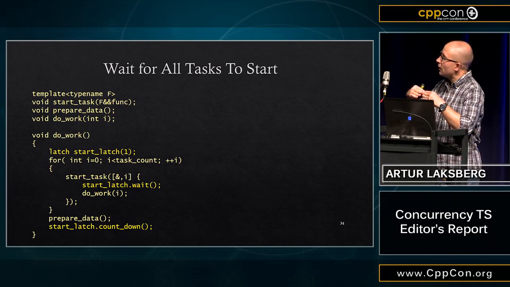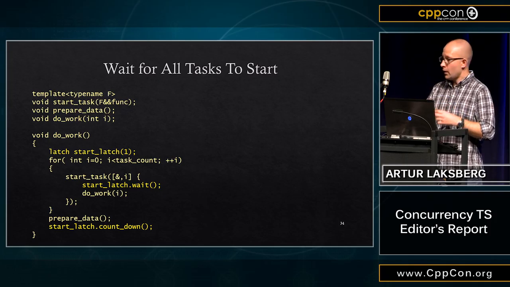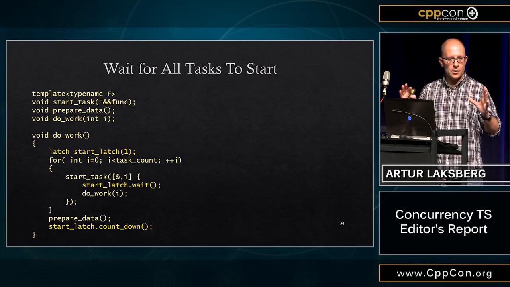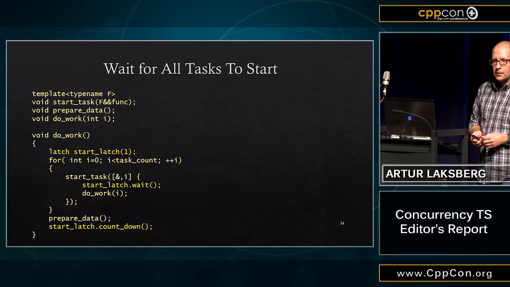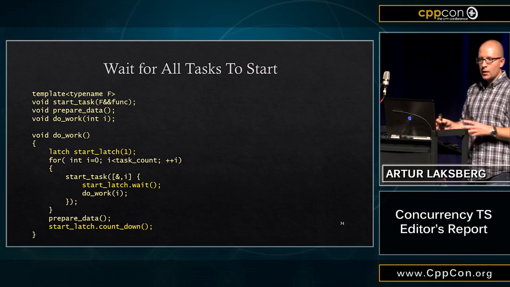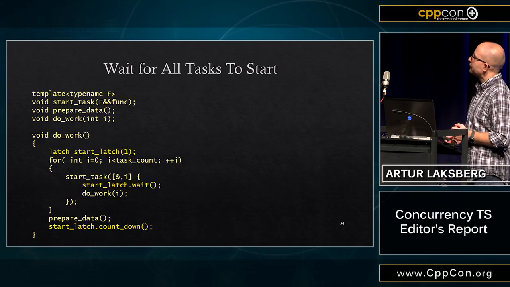Another example: I'm starting a bunch of tasks and then immediately freezing them, waiting for the latch to open, right? In the meantime, I'm preparing data for those tasks. Once the data is prepared, look at this prepared data, I'm unleashing all the tasks and they start doing the work. So that's all what latches and barriers are about. I'm not gonna go deeper into the difference between latches and barriers, but this gives you the overall idea.